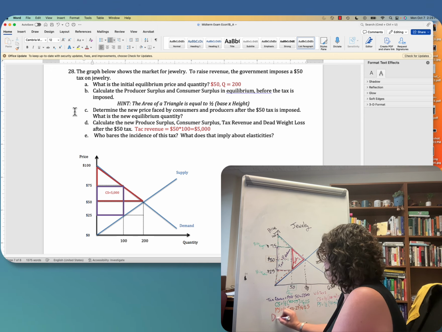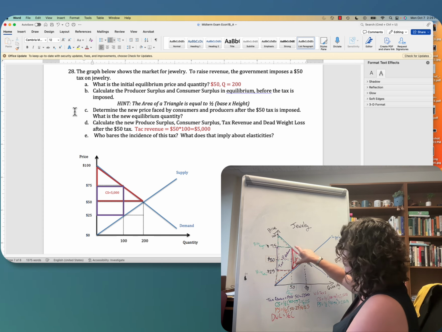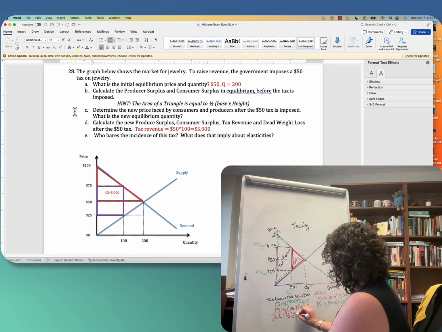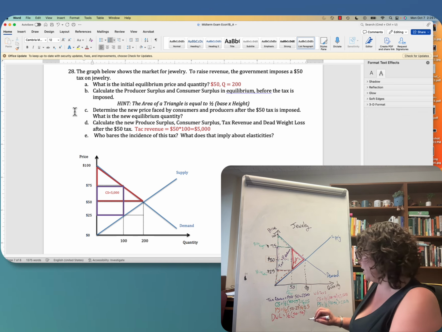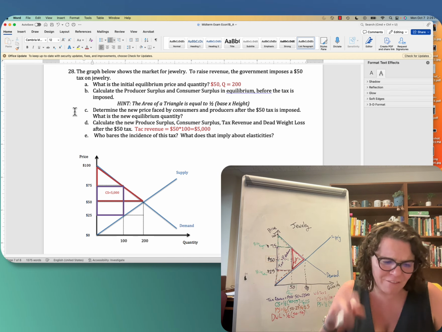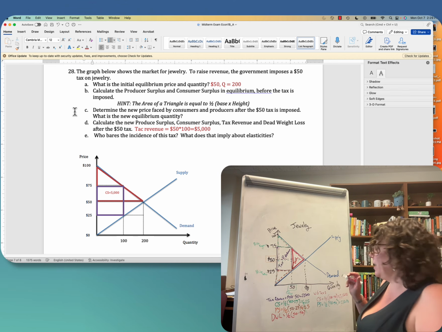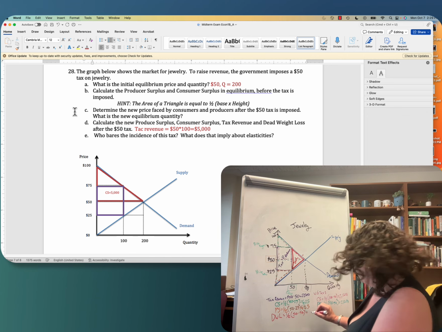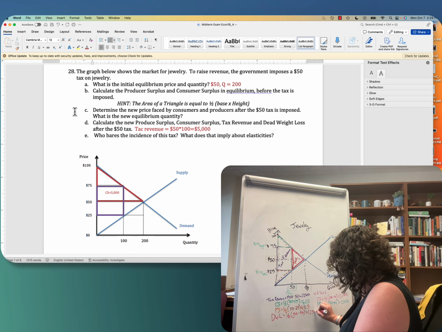Our deadweight loss is also a triangle, even though it's a different shaped triangle, and it's the size of the tax and the lost economic activity. So it's going to be 50 times 50 in this case. So 1/2 of 50 times 50 is 1/2 of 2,500, or 1,250.